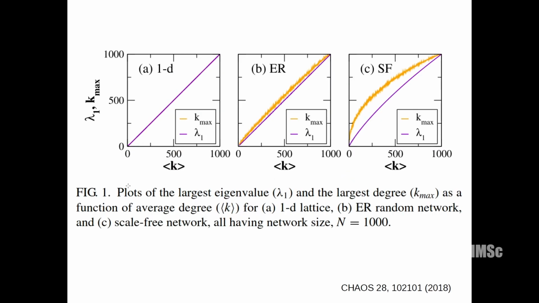And I tried to draw this also, the largest eigenvalue as a function of mean degree. For a one dimensional lattice and an ER network, it's actually a straight line, but for a scale-free network, it has a square root behavior. You can note down, or I leave these slides with Shakti and Chitabra, so you can use the references to look at these things.